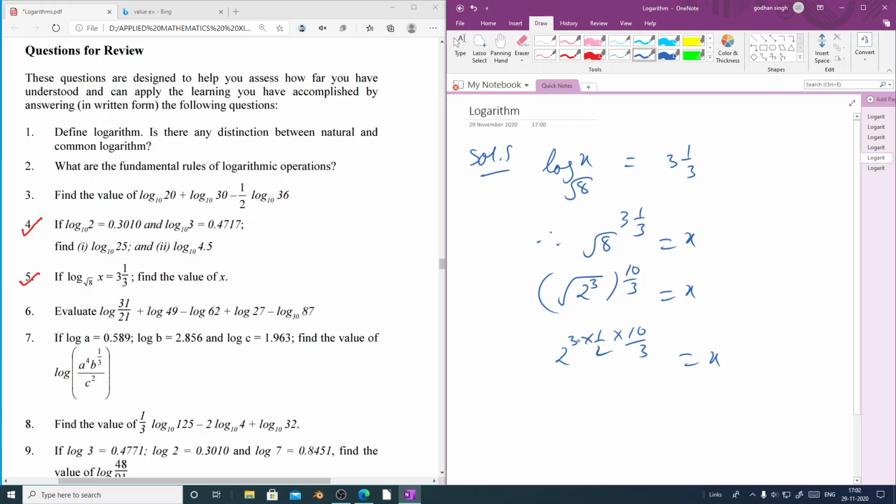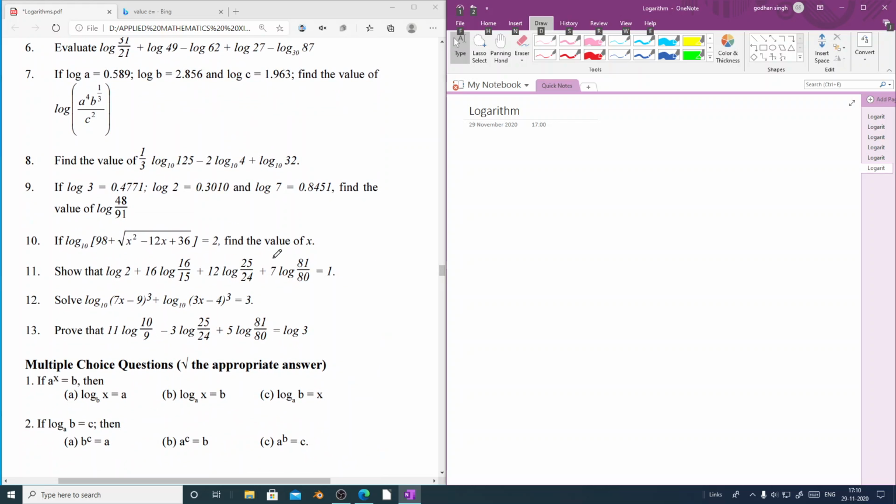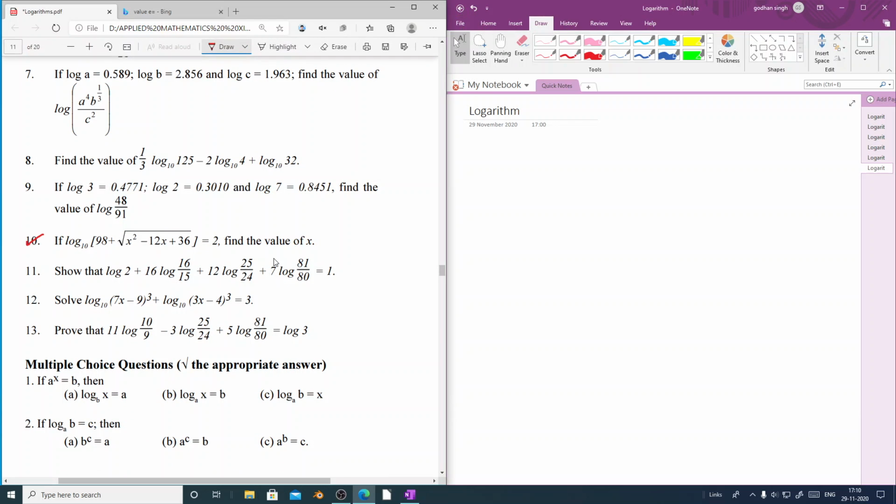So 3 and 3 will cancel each other, and what we'll get here is 2 raised to 5 equal to x. Therefore x is equal to 32, if you multiply 2 five times. So x is 32. This is the answer of question number 5. Next we will do question number 10. So solving the 10th one.